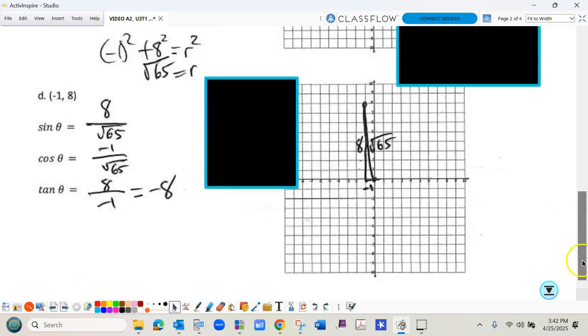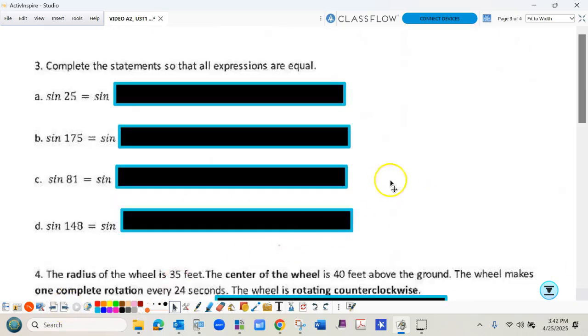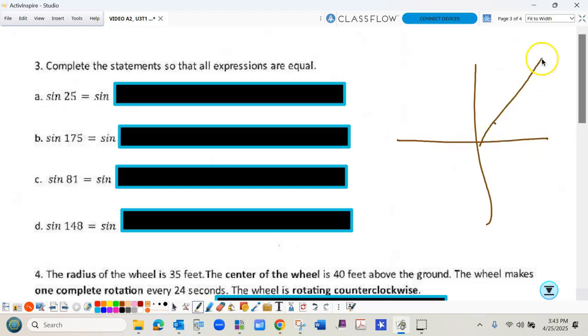Next page. Complete the statements. This is the one where I have to give all of the angles in all 4 quadrants that give either the same sine, or if I put a negative in front of the sine, it gives me the same decimal in my calculator. Now, you can do this with bow ties. I can do it right here. And I can say, here's 25.